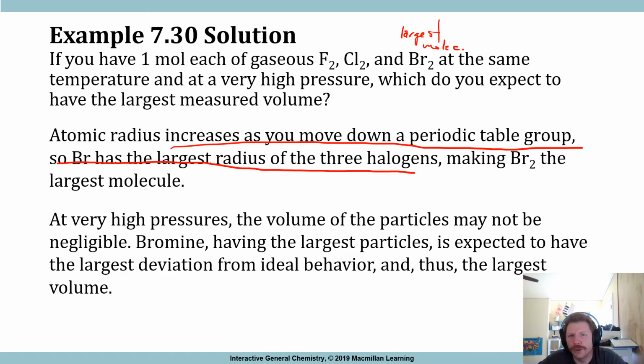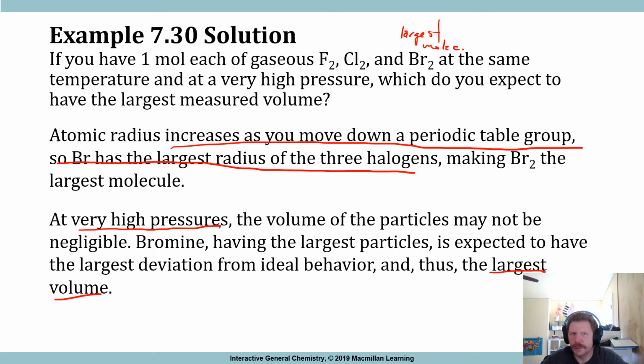At very high pressures, the volume of the particles may not be negligible. So at very high pressures, that volume is not negligible. Bromine, having the largest particles, is expected to have the largest deviation from ideal behavior, and thus the largest volume.